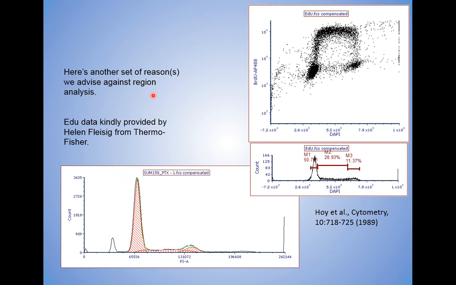Secondly, here's another bigger reason why we advise against region analysis. This is data that was supplied kindly by Ellen Fleissing from Thermo Fisher, and it's their EdU BrdU analog kit, and the data is really, really nice. So I asked her for the FCS so that I could use it in a situation like this. Here is the region analysis of the same data. And before I get too distracted, BrdU originally came out in 1989, so this has been around for a bit.